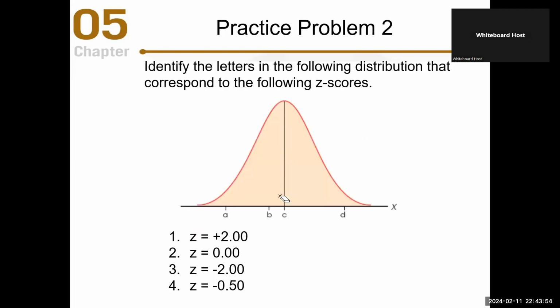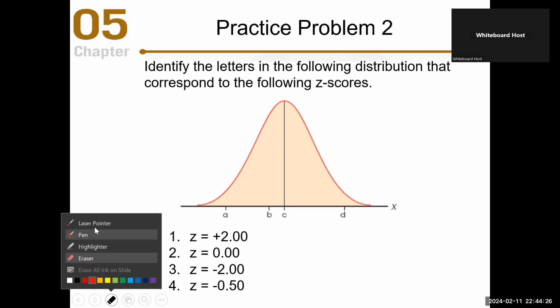All right, practice problem 2. It says identify the letters in the following distribution that correspond to the following z-scores. So again, using your knowledge of z-scores, the values of each z-score and where they fall in the distribution. A z-score of 0 would be the middle of that distribution. Anything to the right will be positive, and anything to the left will be negative. Of course, we remember that.